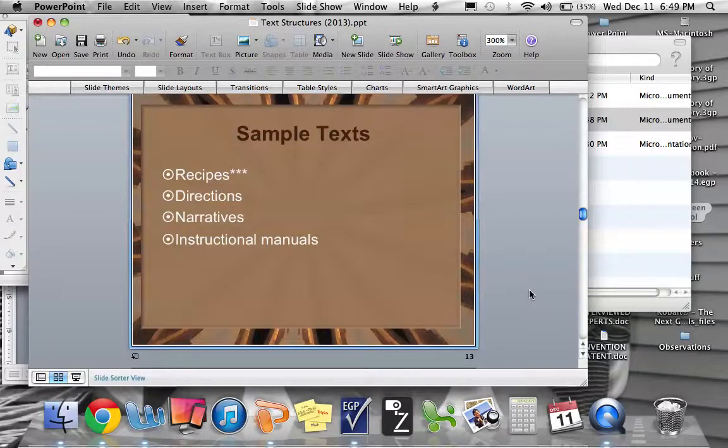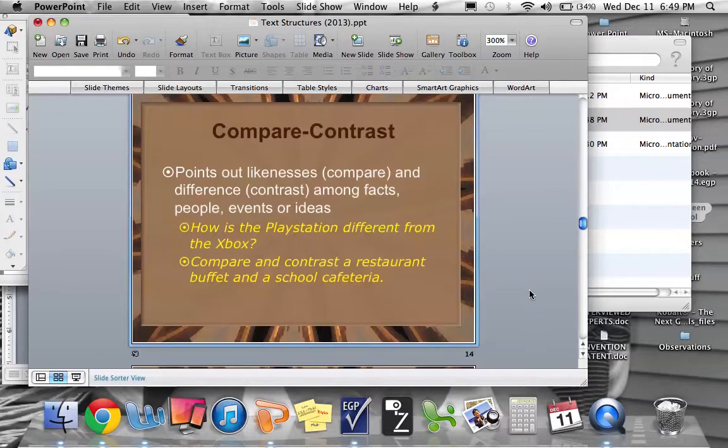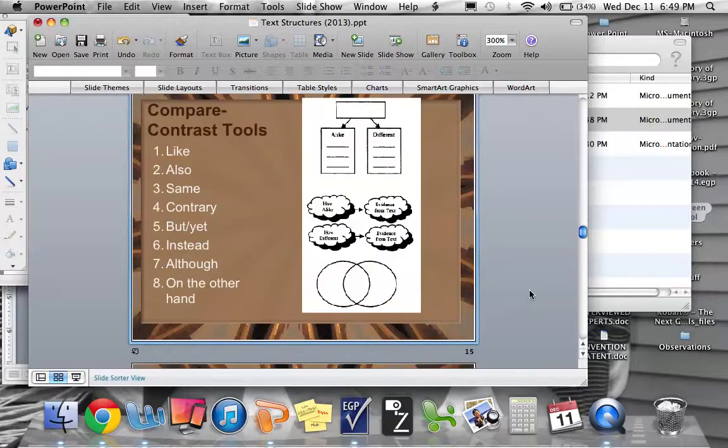Recipes are a little tricky because recipes list your ingredients, but the most important part of a recipe are the directions, the sequence. With compare and contrast, this is where you're going to point out your likenesses and your differences. For example, if I asked you to compare the PlayStation to the Xbox, or to compare and contrast a restaurant buffet and a school cafeteria. You can use a Venn diagram. You can use a T-chart.